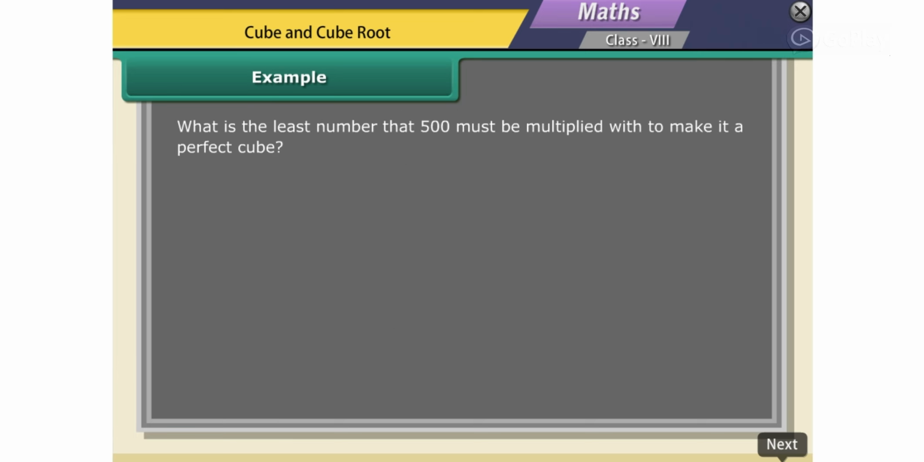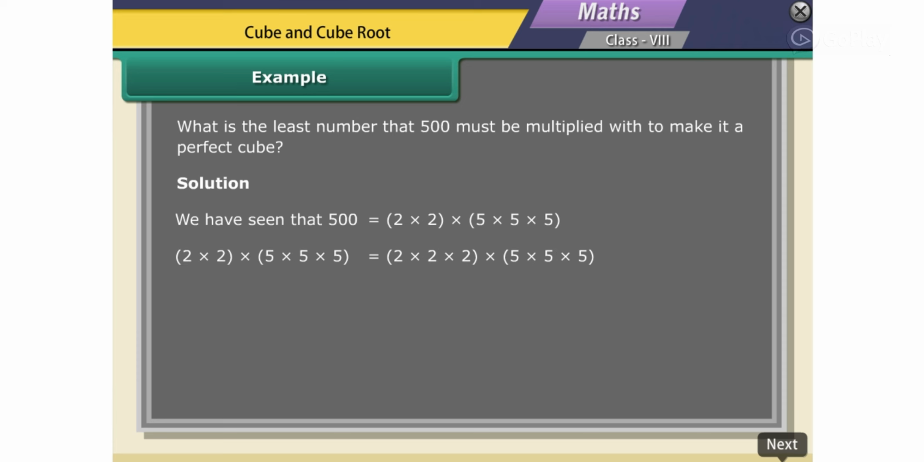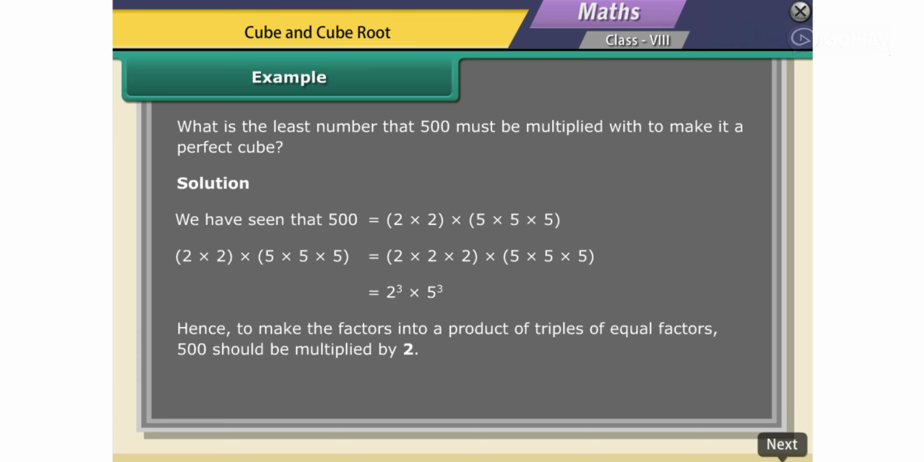Example: what is the least number that 500 must be multiplied with to make it a perfect cube? Solution: we have seen that 500 is equal to 2 into 2 into 5 into 5 into 5. 2 into 2 into 5 into 5 into 5 is equal to 2 into 2 into 2 into 5 into 5 into 5, which is equal to 2 cube into 5 cube. Hence, to make the factors into a product of triples of equal factors, 500 should be multiplied by 2.